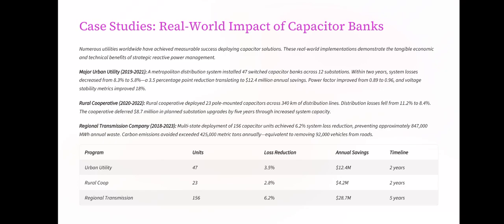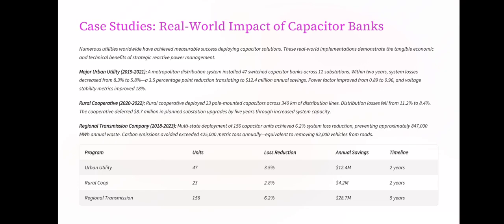Regional Transmission Company, 2018 to 2023. A multi-state deployment of 156 capacitor units achieved 6.2% system loss reduction, preventing approximately 847,000 megawatt hours of annual waste. Carbon emissions avoided exceed 425,000 metric tons annually, equivalent to removing 92,000 vehicles from roads.